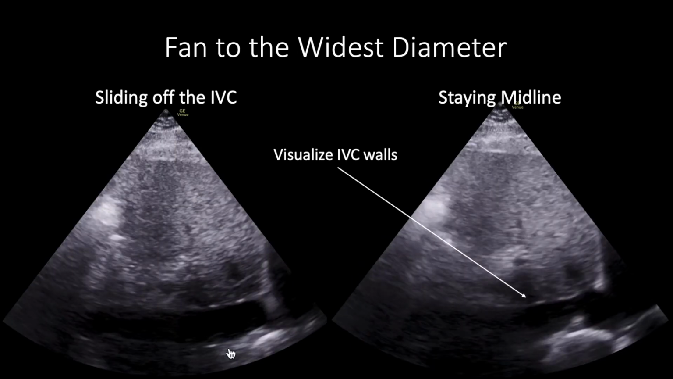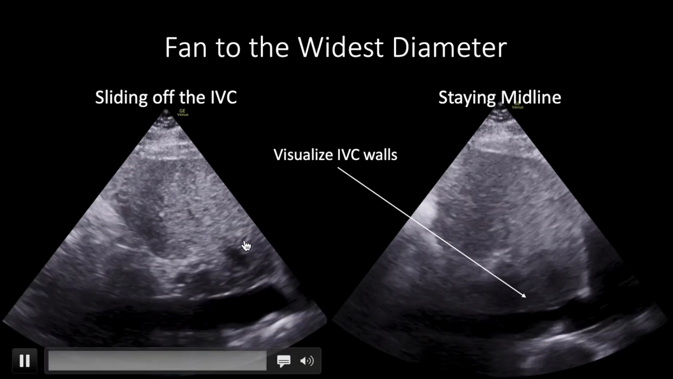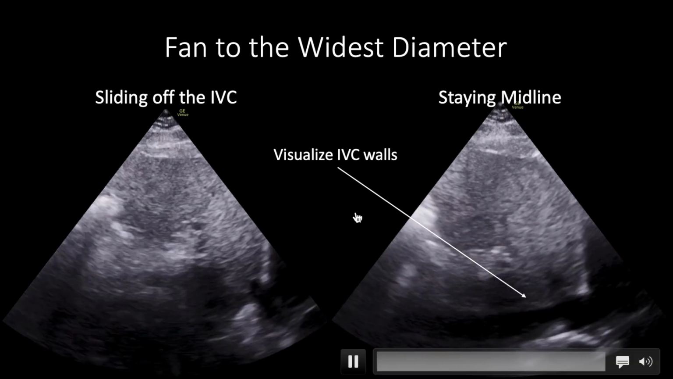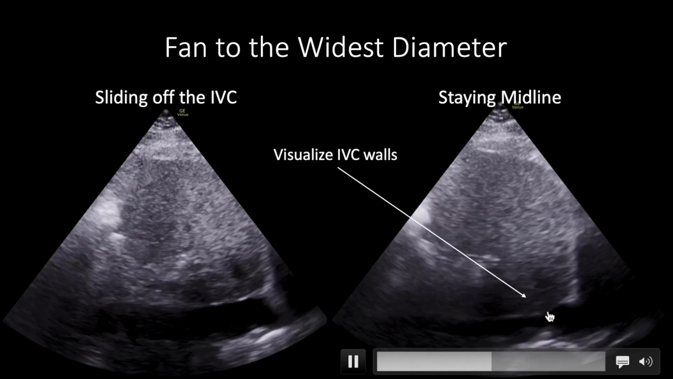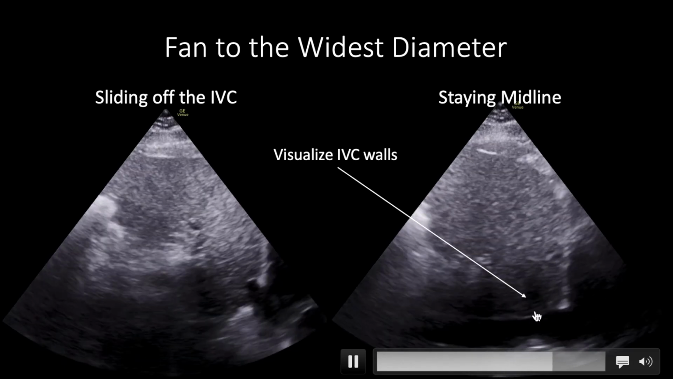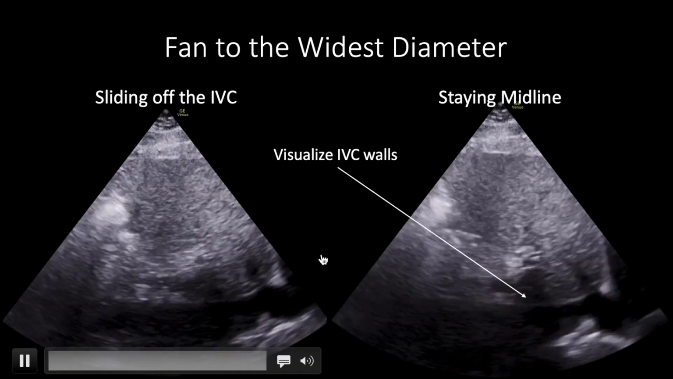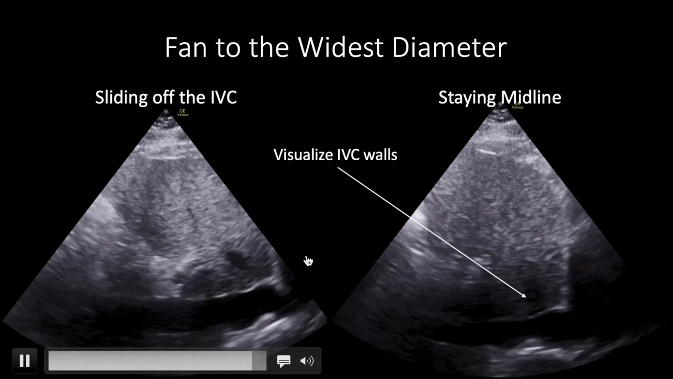Let's compare here, fanning off the midline, and here staying on the midline. Look, you have thin white IVC walls throughout the entire cycle. And that's what you want to see to make sure you're in the midline, this thin echogenic IVC wall, which disappears when you slide off the midline.